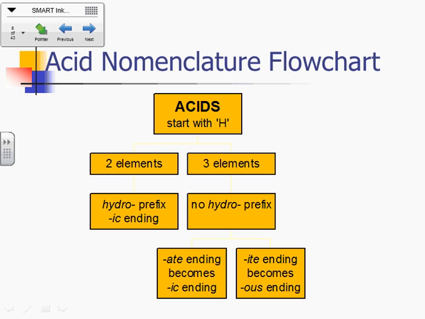See, brought it back to the notes. So here's a flow chart, sort of how you can think about this as you're naming these. An acid's going to start with H, so that's how you're going to know it's an acid in the first place. Then you ask yourself, does it have 2 elements or 3 elements? If it has 2, then it's hydro and then ic. Hydro, whatever the anion is, and then ic at the end. If it's 3 elements, that means there's no hydro prefix, so then you have to decide, is it going to be the ic ending or the us ending, and that depends on what the ending on the polyatomic ion is.